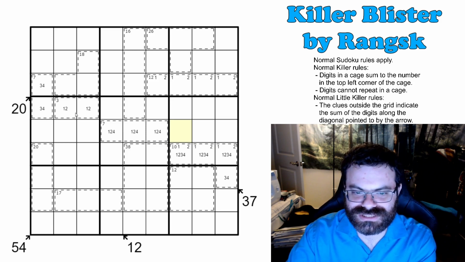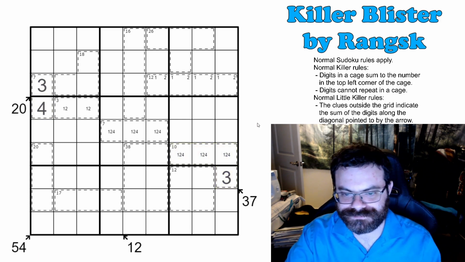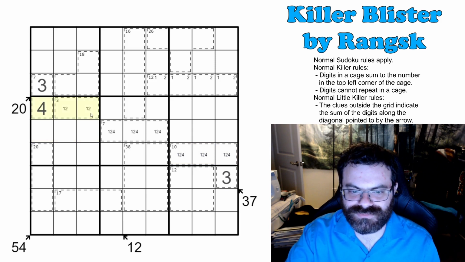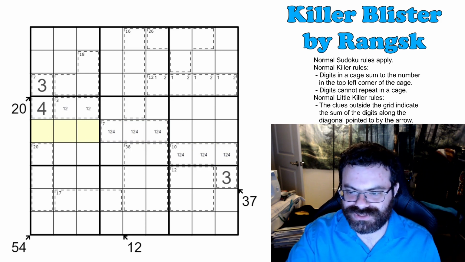And that immediately gives us some digits. That means this is a 4 and this is a 3, and this is a 3, and this does not contain a 3. So it's a 1, 2, 4. So now what I'm going to do is, we don't really need to color these because we already know what's in them, but I'm going to color the rest of these bands here. I'm just going to use green and blue. So green here is this triple, and blue here is this triple.